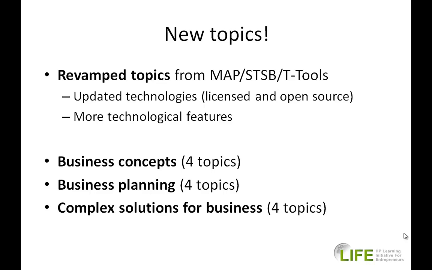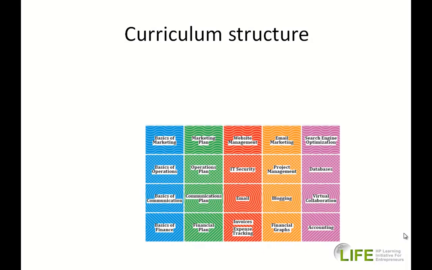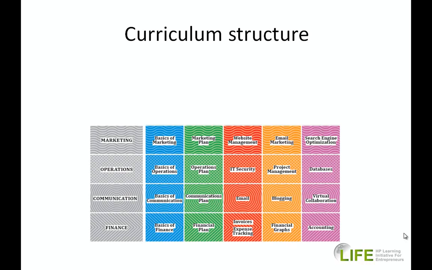Okay, so that's as far as the new topics are concerned. Other than the topics, we also changed the curriculum structure. So like in the MAP, STSB, and TTOOLS curricula, the curriculum is organized into topics. This is a word that's probably very familiar to you. And here you can see what the topics in this first version of the live curriculum are. These topics, like before, are organized into business modules. And now on the left-hand side, you can see what the business modules in the live curriculum are: marketing, operations, communications, and finance. This should look familiar to you, right?